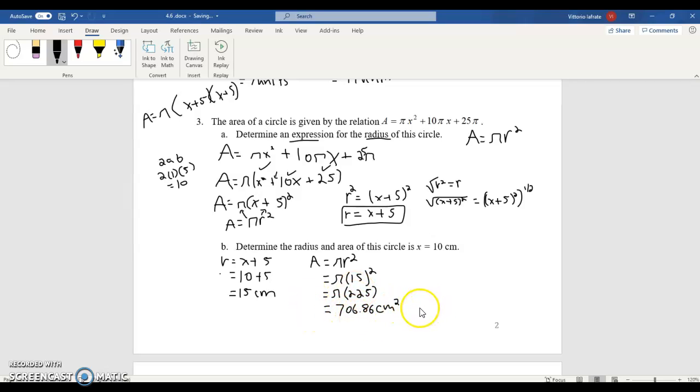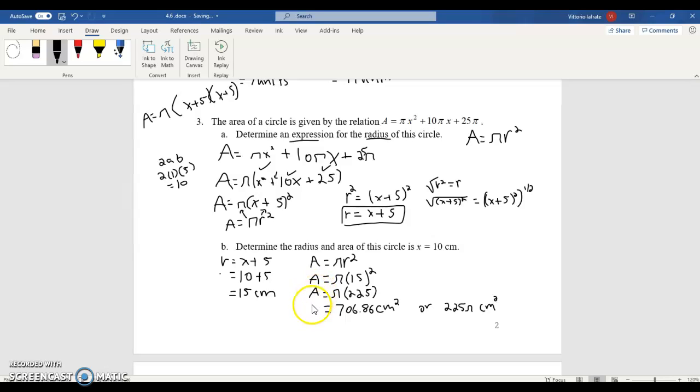Another way you could have written this is 225 pi centimeters squared. So you could have left it like that as well. So that's our area overall.